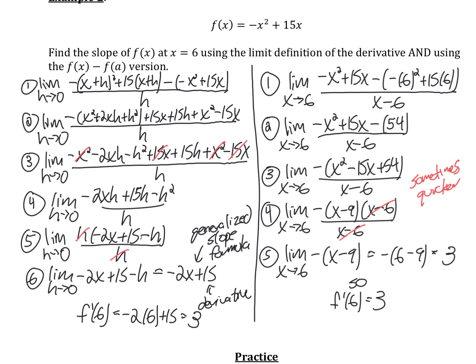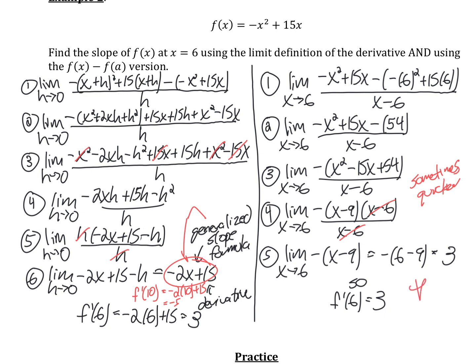So it's sometimes quicker, but one of the advantages, and probably what makes the x plus h version the best version, is that at the end you can see the negative 2x plus 15, this generalized slope formula that you can plug any value into. So if I wanted to know the slope, for example, at 10, I could just do f prime of 10 and plug it into this generalized formula. I know I'm running out of room. Negative 2x plus 15, and I get negative 5. So I can find the slope at any point using this generalized formula, negative 2x plus 15.